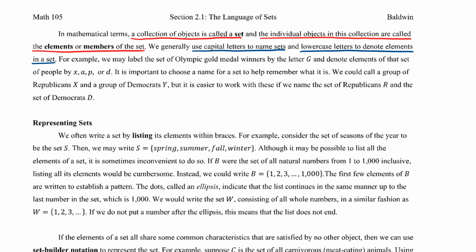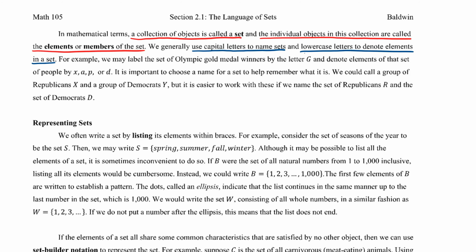So it's very important to choose a name for the set that's going to be beneficial and help us remember what the set is describing that we're working with. So we could choose the letter X if we're talking about, let's say, a group of Republicans. And we could choose Y if we're talking about a group of Democrats. But it might be a little bit easier for us to use letters that make more sense if we identify Republicans as the set R and Democrats as the set D.